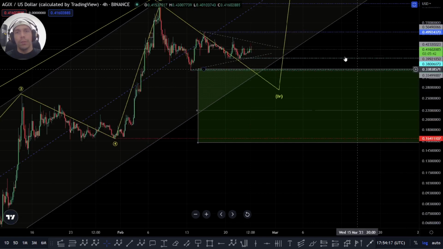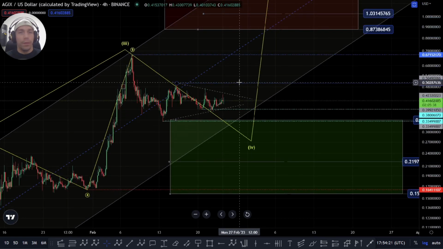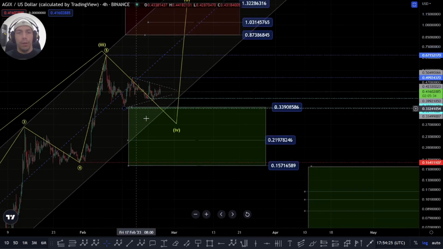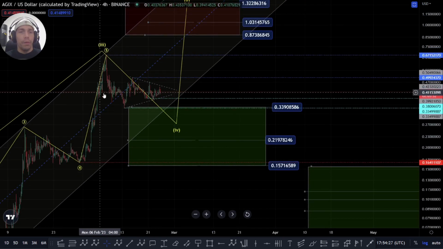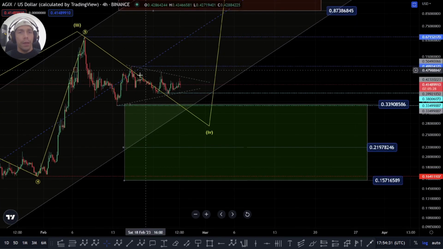So we've actually held up remarkably well, to be honest, considering how everything else has sort of dumped here. And we are still looking for that potential to come back a bit lower down in here as a fourth wave. I have marked this out as a potential triangle here, and this is possible.